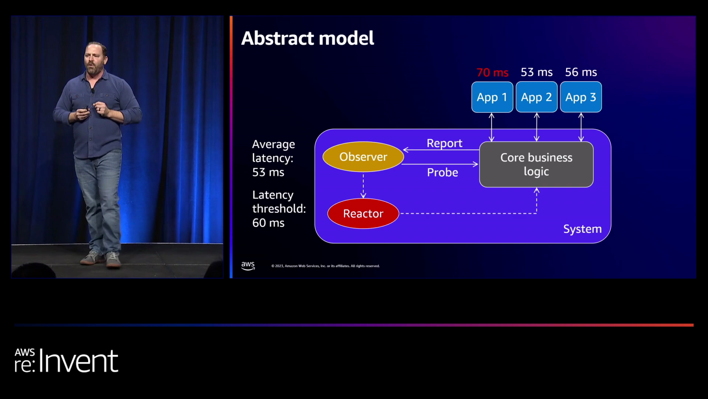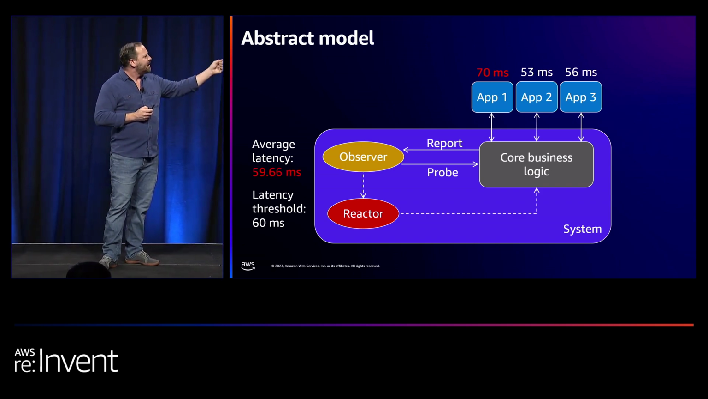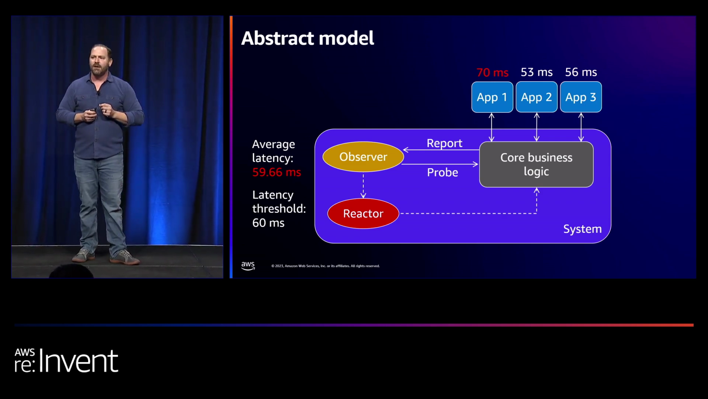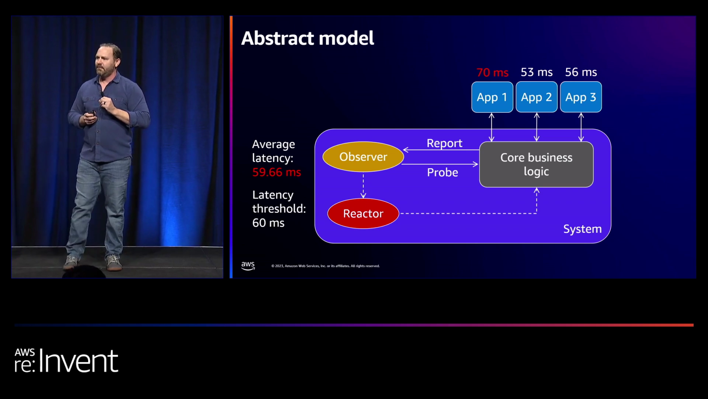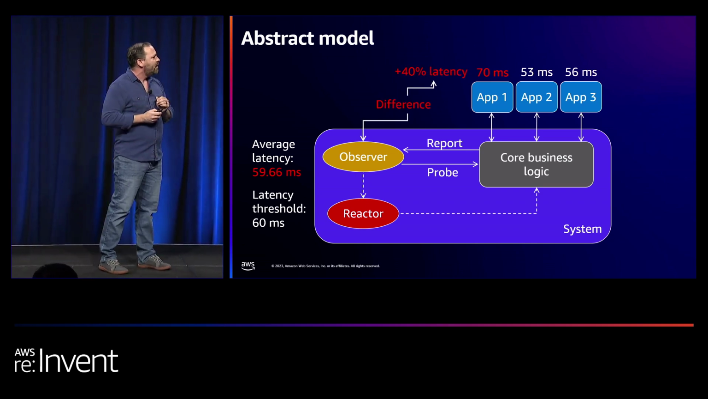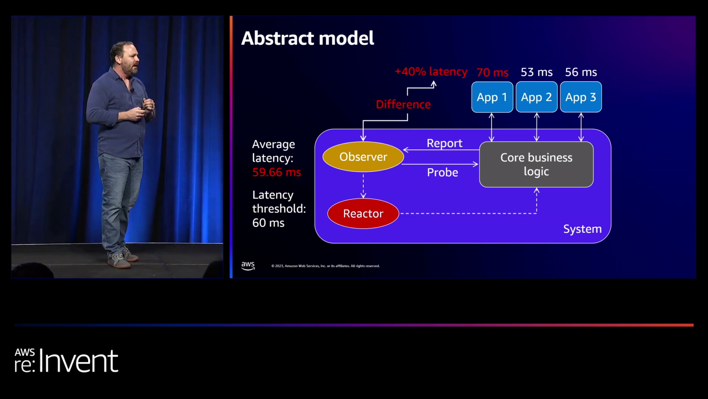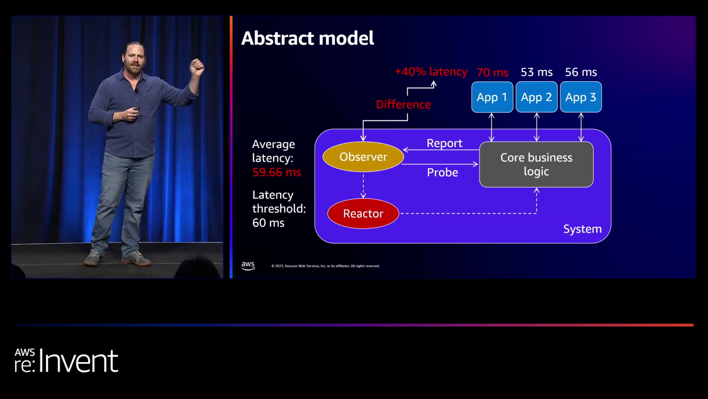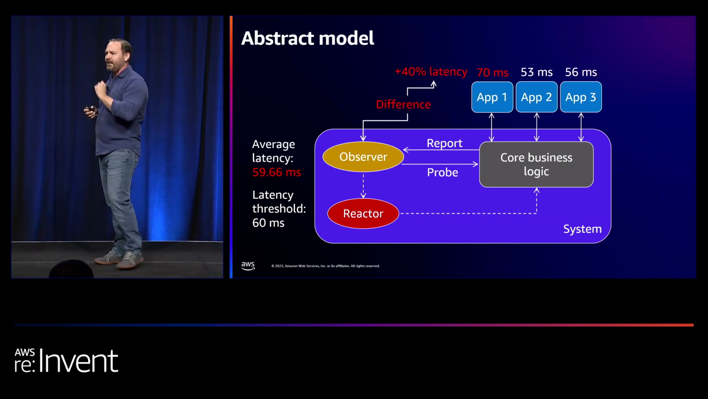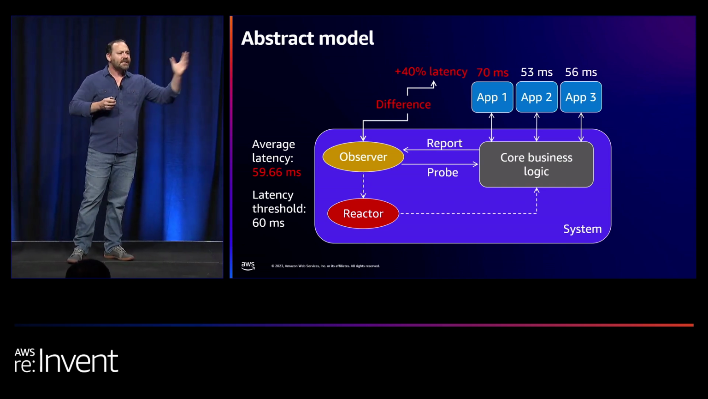Now let's say that App 1 is seeing an average latency of 70 milliseconds. This brings the system's average latency up to 59.66. So we don't cross that threshold. So the reactor doesn't kick in. This system's not going to do anything. But App 1 is seeing a 40% increase in latency. And that can be really significant, right? That could exceed its timeout. It could have cascading effects on other dependency calls, right? A 40% increase can be a big deal. And so this is a gray failure.